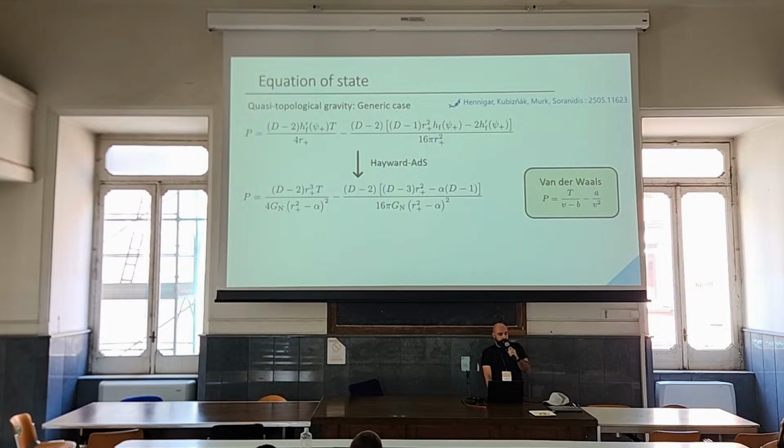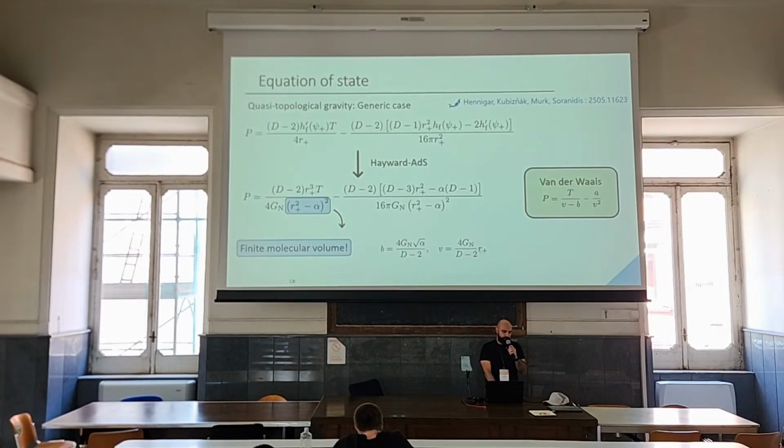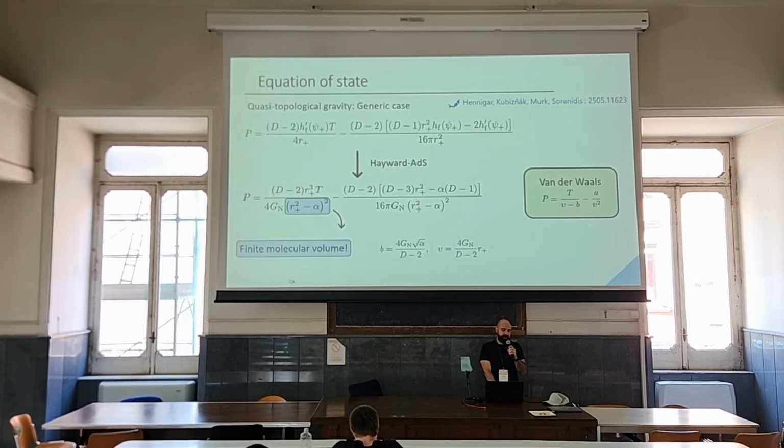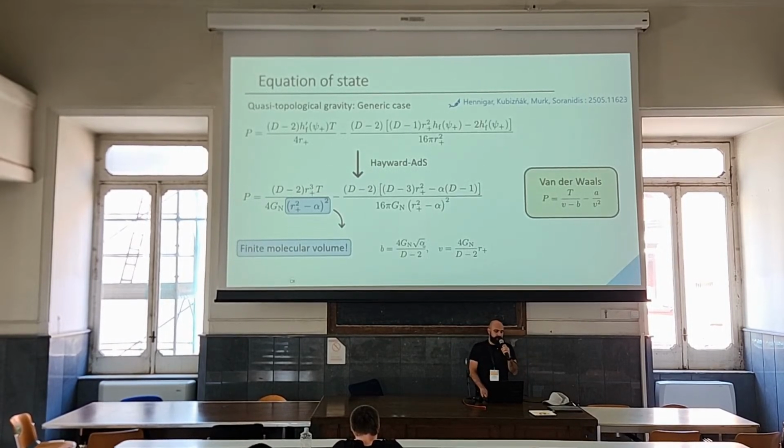So for the Hayward model, this generic relation will be translated like that, where you can see we have a parameter alpha, which leads to an infinite pressure, and this will basically represent a finite volume. So one can redefine a reduced volume V, and also the parameter B in this case, and you can see that B is directly related to the coupling. So we have a finite volume that is directly related to the regularization of spacetime.